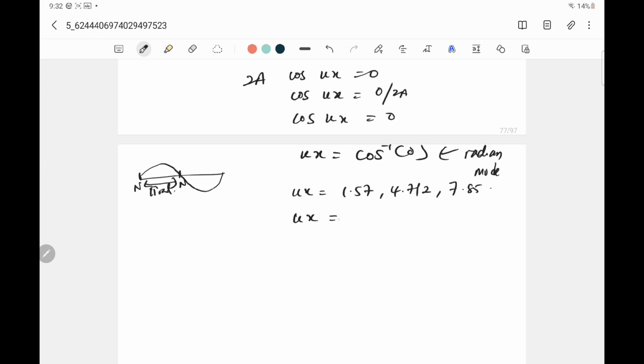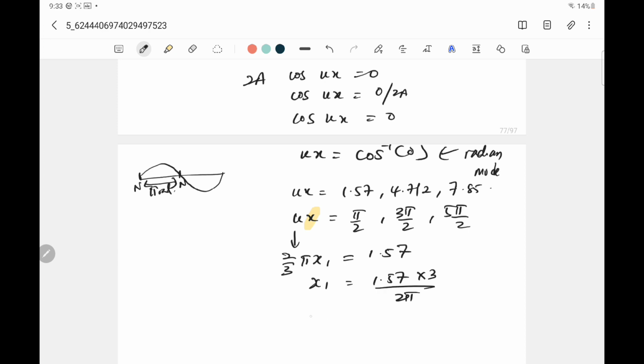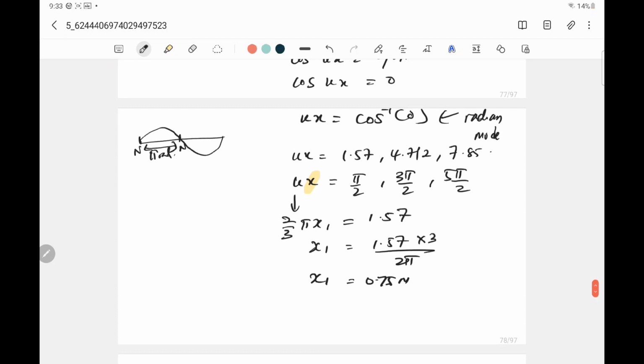Or in pi, you will have pi over 2, 3 pi over 2, and 5 pi over 2. So to find x, you have k equal to 2 pi over 3, so 2 pi over 3 x1 equal to 1.57. So x1 equal to 1.57 times 3 over 2 pi. So your x1 is 0.75 meters. So this is the position for the first node.